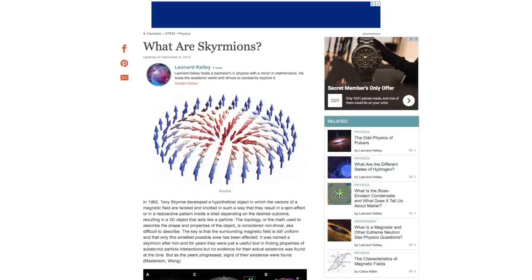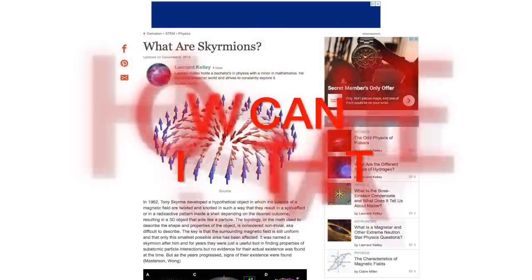There's not a single textbook on magnetism out there that you'll read about this fact. Now, the reason why there are no textbooks where you can read this is because it's bollocks. And that is just the image used in an article called What Are Skyrmions?